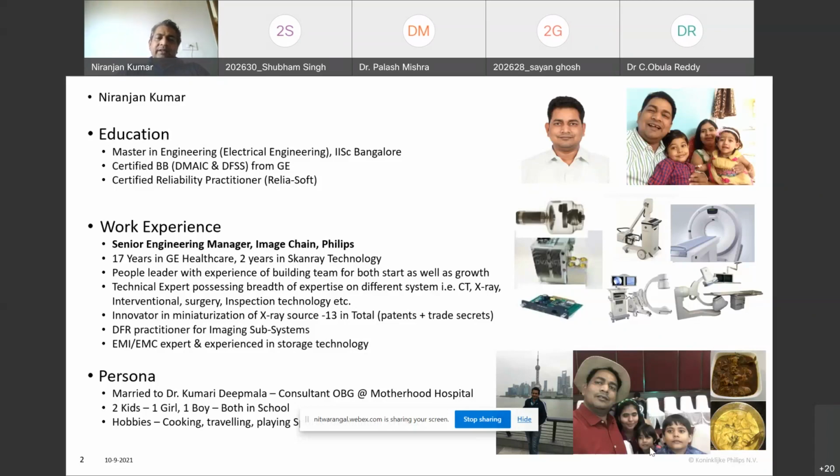I'm a certified DFSS and reliability person too, which is very important in medical systems. Medical system is all about reliability, because it's not just an electronic circuit. It is an electronic circuit used for scanning humans, and sometimes if it fails, it can take the life of the human. So reliability is a very important portion. That's why I'm a certified reliability practitioner, and that's what I have been doing.